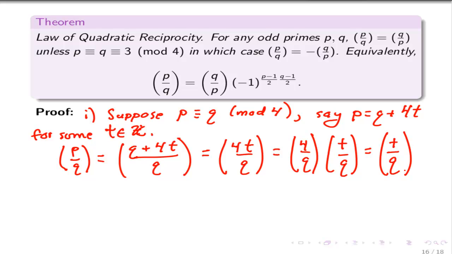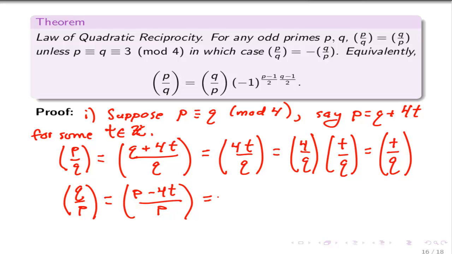Now let's calculate Q over P. Well, Q is P minus 4T, and this is just minus 4T. So this time the 4 over P goes away. You'll have negative 1 over P, and then T over P.